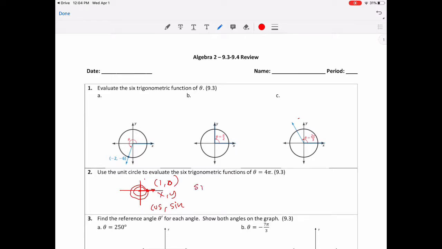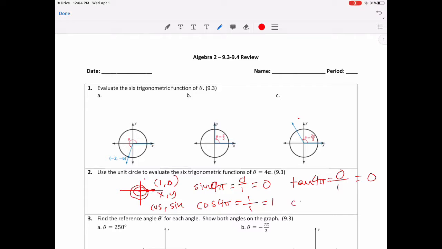Well, sine of theta, well, sine of 4 pi here, let's use 4 pi. Well, that's going to be 0 over your radius of 1, which is 0. And cosine of 4 pi, which is 1 over your radius of 1, 1. Tangent, sine over cosine, right? Sine is 0, cosine is 1, 0 over 1 is 0. Or y over x you could use too.